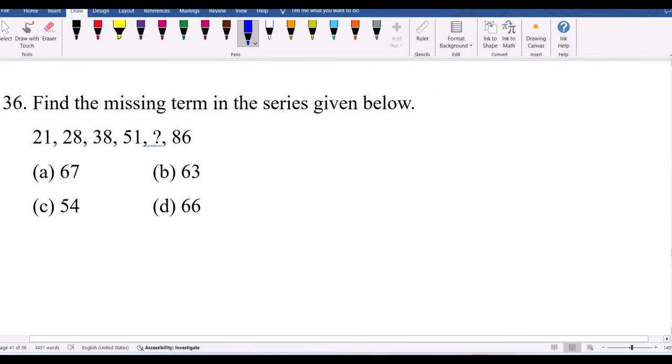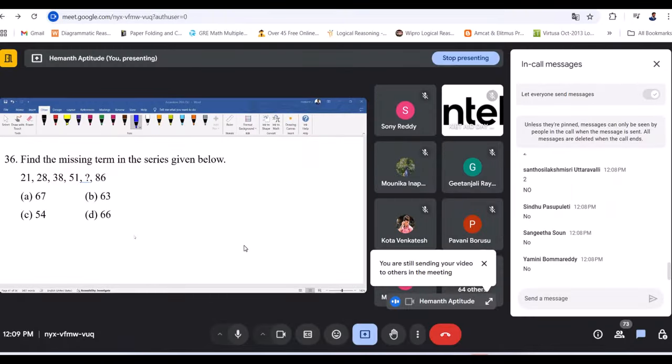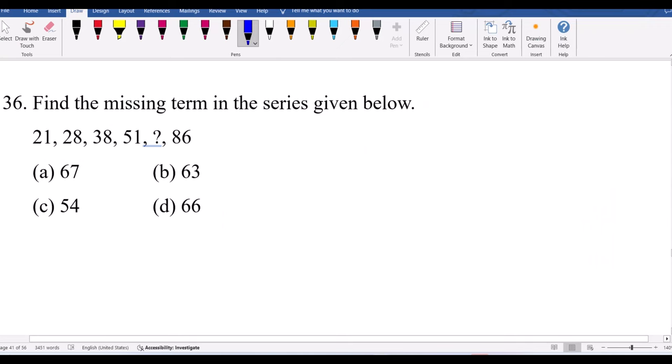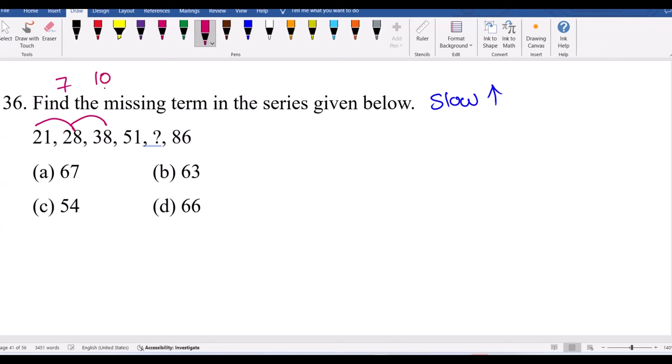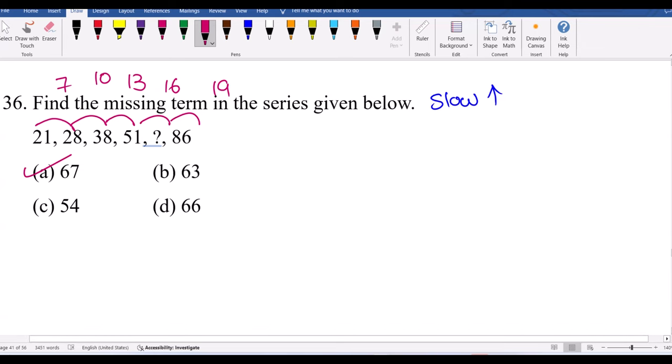Now, series. This is abstract reasoning related. This is the 36th question here. If you observe the differences, this is slow increasing. If we take the difference, you can understand we have a gap of 7, 10, 13, then a gap of 16 means 67. Then you can observe a gap of 19 is 86 as well. So that keeps continuing. It's a very basic question. Slow increasing, take the difference between numbers. Fast increasing, there is some multiplication involved.